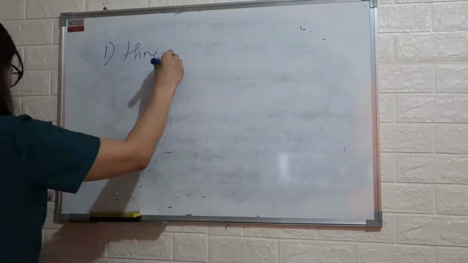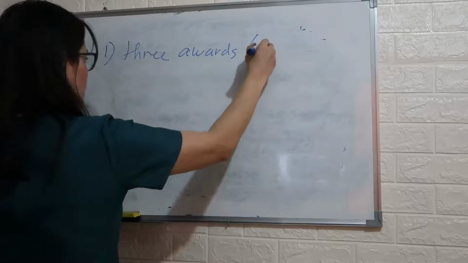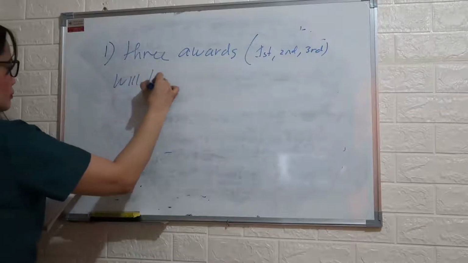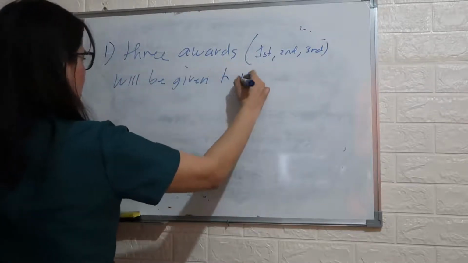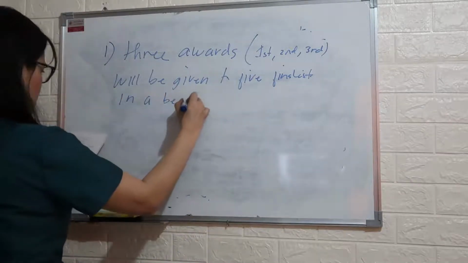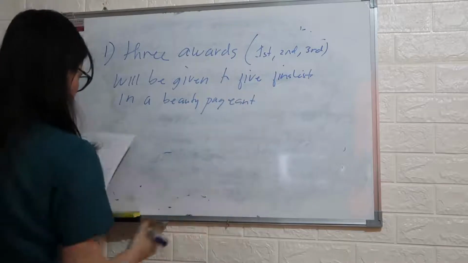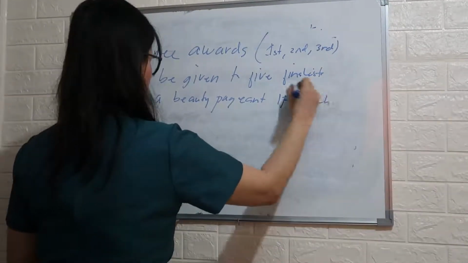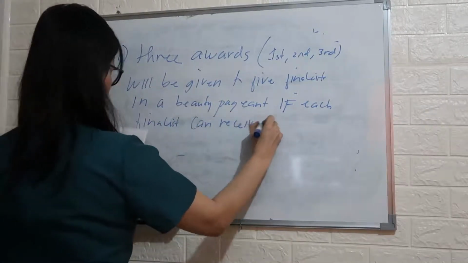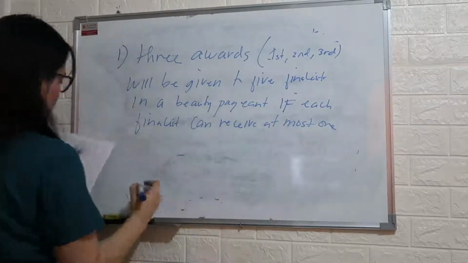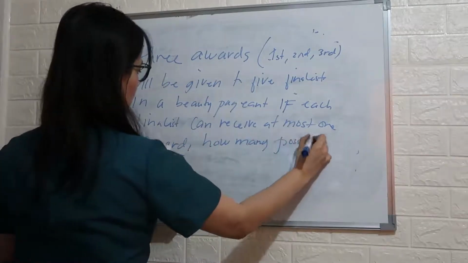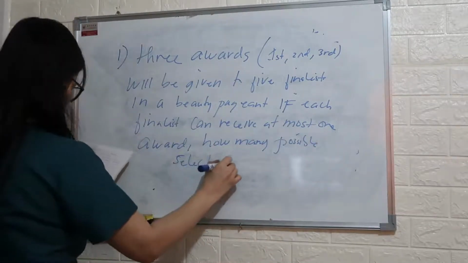3 awards. So we have first, second, and then third. Will be given to 5 finalists in the beauty contest. Beauty contest or beauty pageant. If each finalist can receive at most one award, how many possible selections are there?